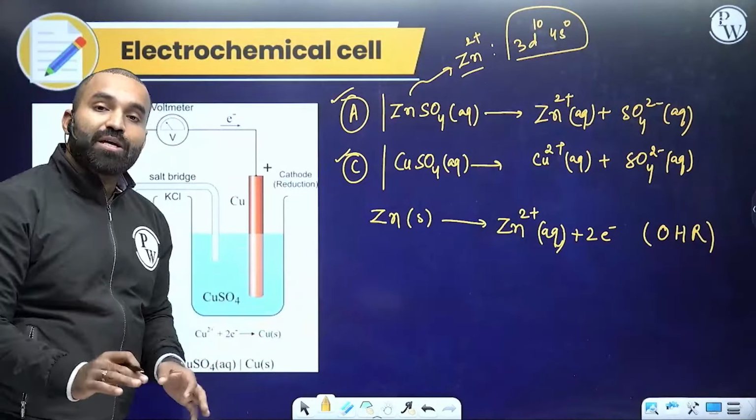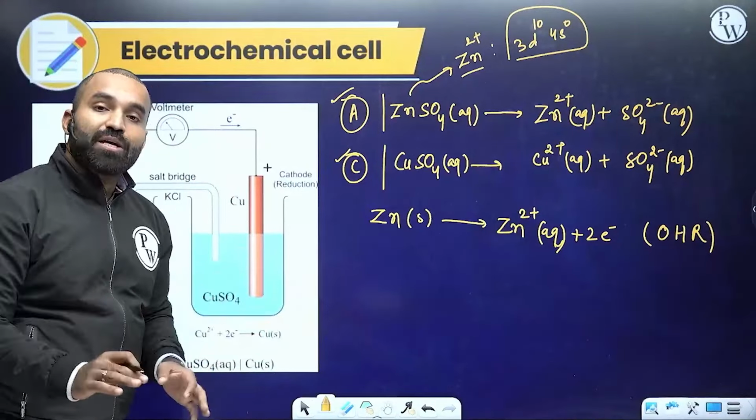Now, on the right hand side, what is the ion present? Everybody, copper 2 plus. That copper 2 plus will take up these 2 electrons to form copper solid. This is known as reduction half reaction. Here the reduction is happening and here oxidation is happening. Check these 2 reactions. Here also I have mentioned that there is reduction and oxidation happening.